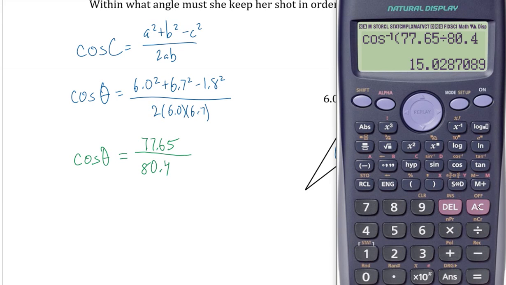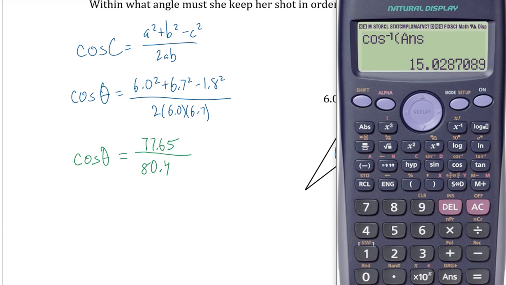If you don't have a two-line calculator and you're using a one-line calculator, then you might do it like this: 77.65 divided by 80.4, hit equals, and you're going to get a decimal. Again, don't write that down and round it, because if you round it, then your final answer is going to be wrong. Just go shift cos at that point, and you probably don't even have to hit equals, but depending on how your calculator works, it will spit out the answer, right? So again, you need to know how your calculator works. It's different depending on what it is.